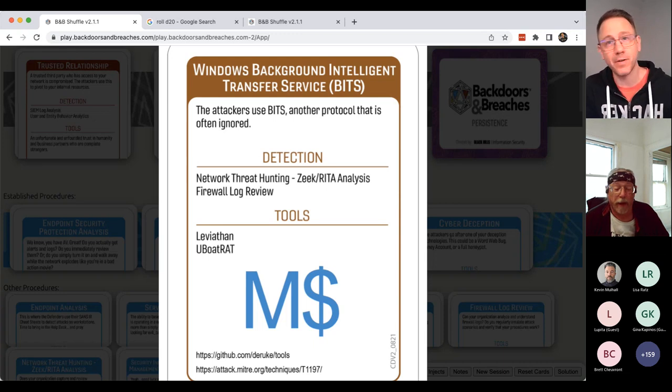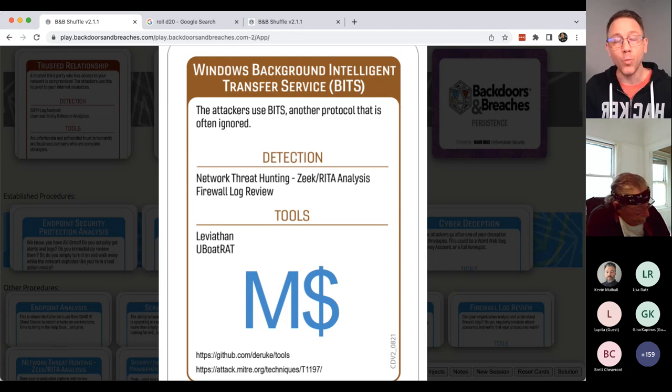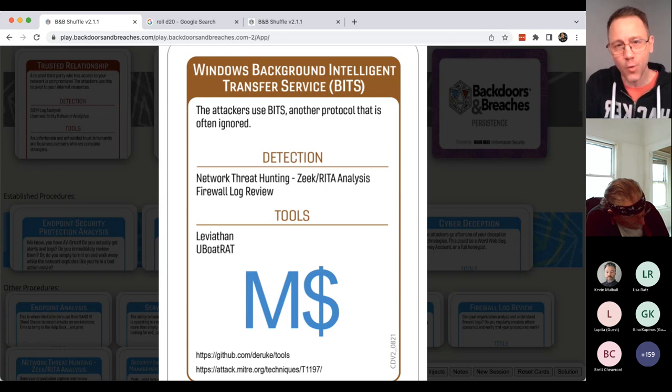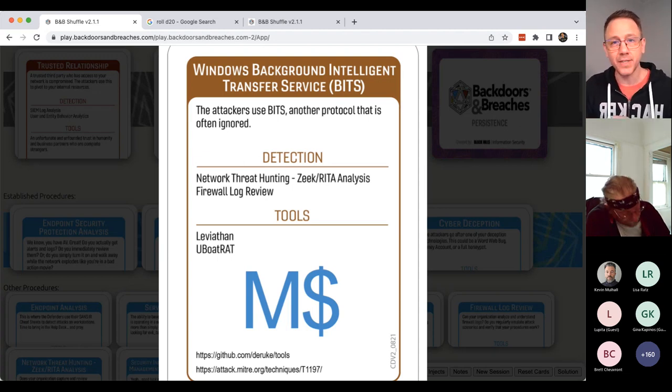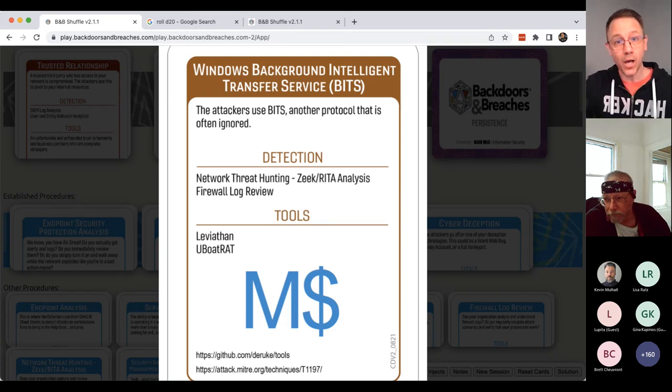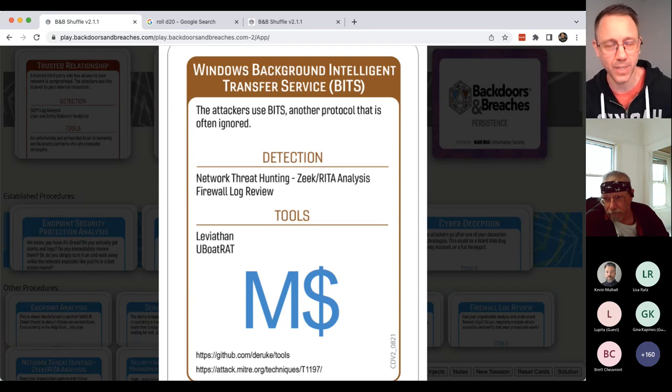So that's what Windows Background Intelligent Transfer Service is. Windows knows that your computer needs updates, so it sends them through an open port on your computer that Windows has allowed to remain open so that it can update your system. Attackers know that you never look here. And so what they do is they start sending information out of this protocol to their own systems through Windows Background Intelligent Transfer Service. It's called BITS.